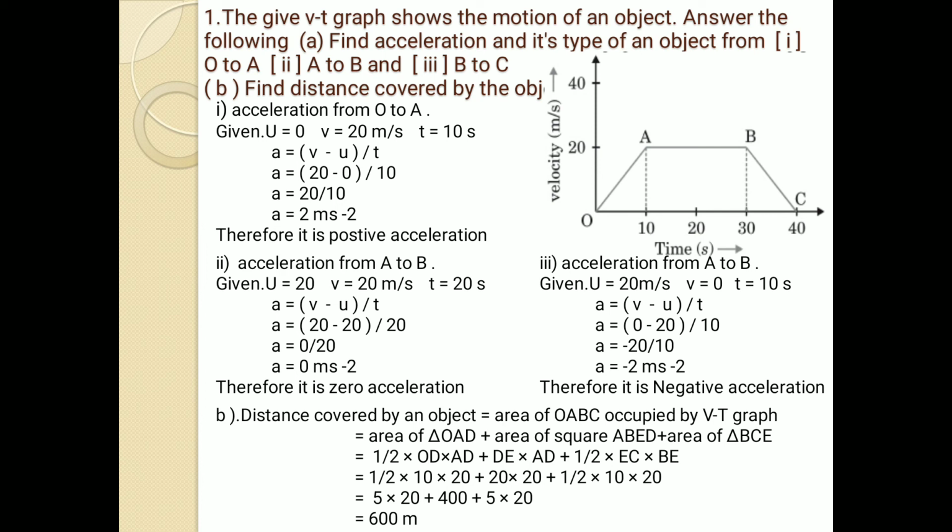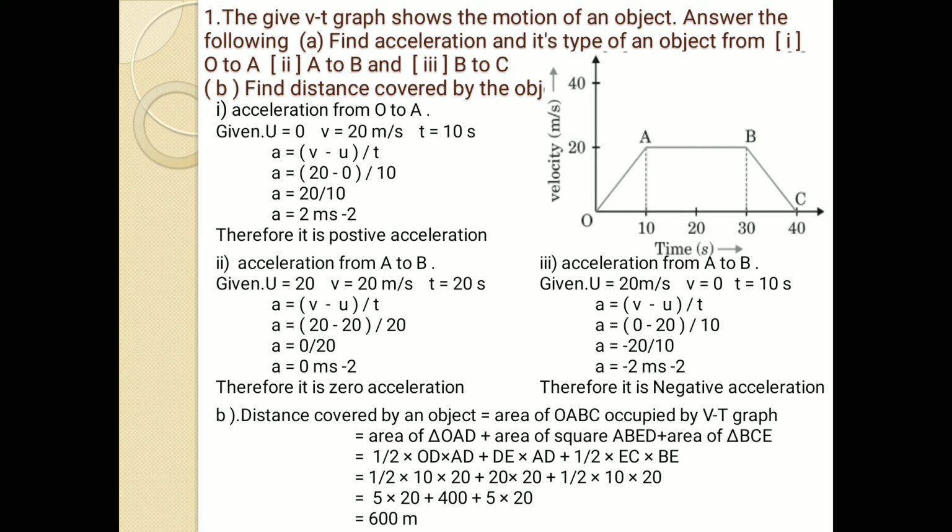Half into 10 into 20 plus 20 into 20 plus half into 10 into 20. So if you simplify this, you will get 5 into 20 plus 400. 20 into 20 is 400 plus 5 into 20. So at last, how 5 into 20? You can cancel the 2s and the 5s. So after calculation, you will get 600 meters.